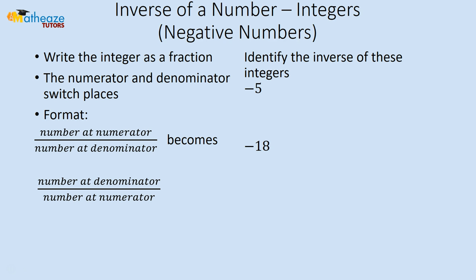Now let's look at negative numbers. Similar thing. We'll put a negative right here, negative 5 over 1, and so your inverse, you still have your negative out here, 1 over 5. Here you have negative 18 over 1, and your inverse is your negative out here, 1 over 18.